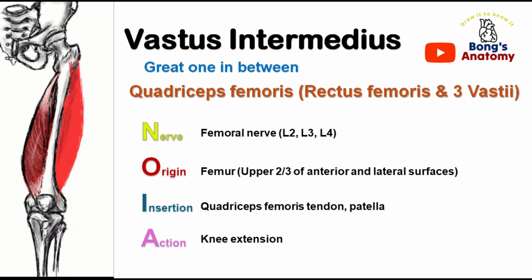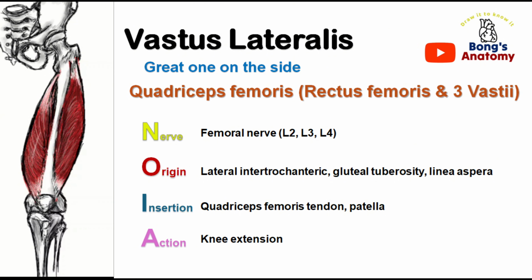Vastus intermedius means great one in between, originating from the femur, upper 2/3 of anterior and lateral surfaces. Vastus lateralis, great one on the side, originating from the lateral intertrochanteric line, gluteal tuberosity, and linea aspera.